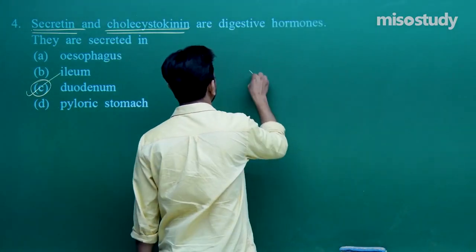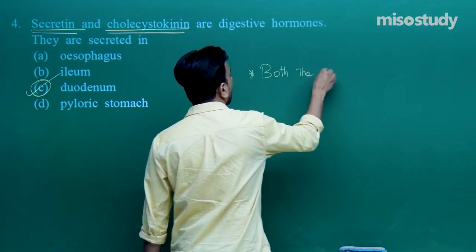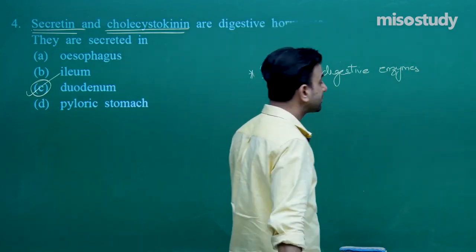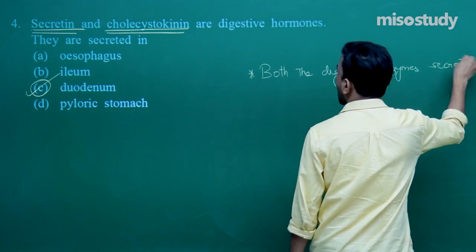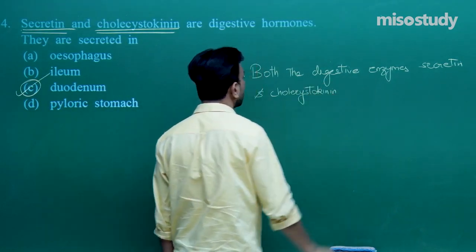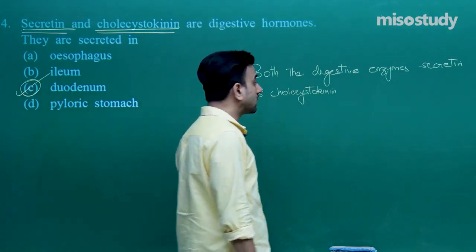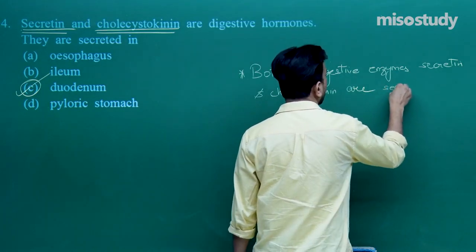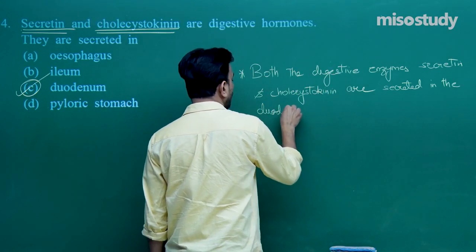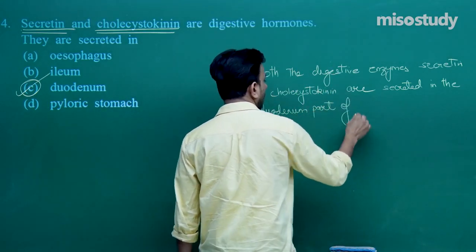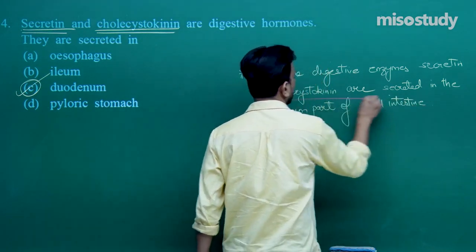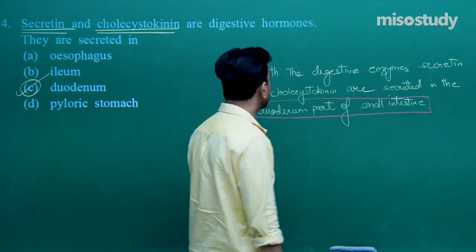So we can say both the digestive hormones, that is secretin and cholecystokinin, are secreted in the duodenum part of the small intestine, okay. So they are secreted in the duodenum part of the small intestine, and then what we will see next, yes.